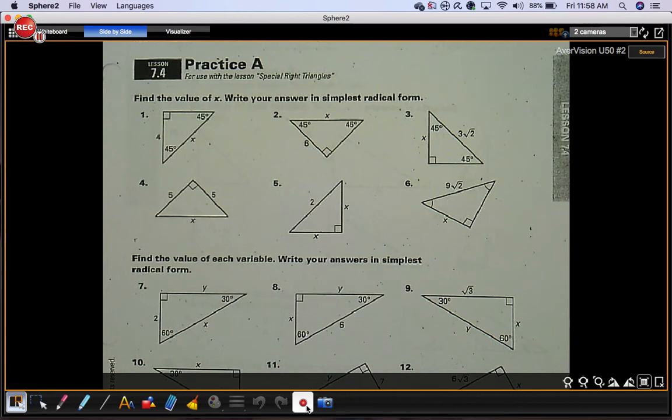This is practice A for section 7.4. We're going to look at special right triangles. 45, 45, 90s are what we're going to stick to in this video. We'll do the 30, 60, 90s in a different video.